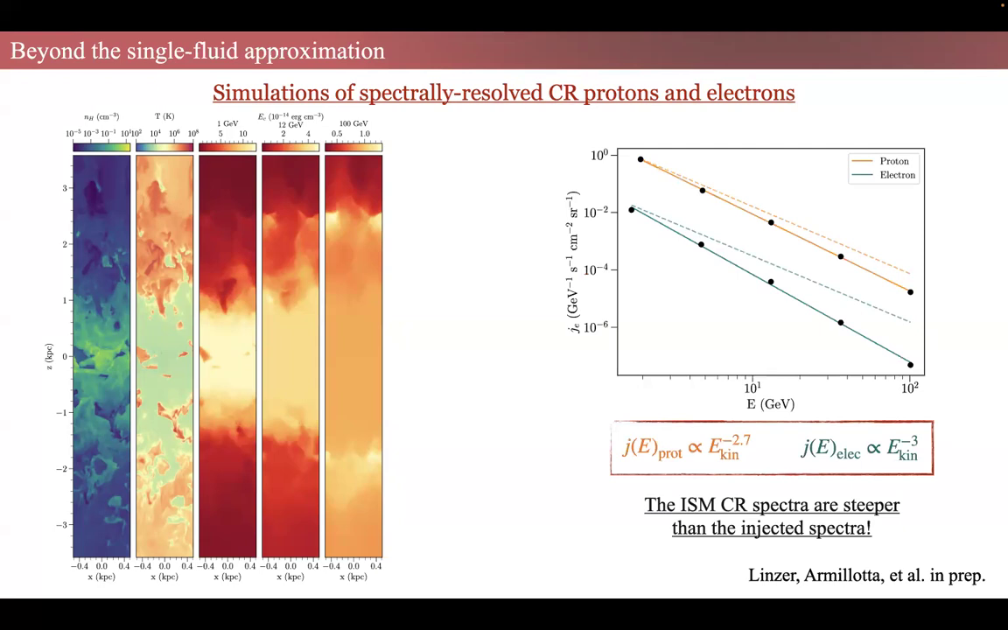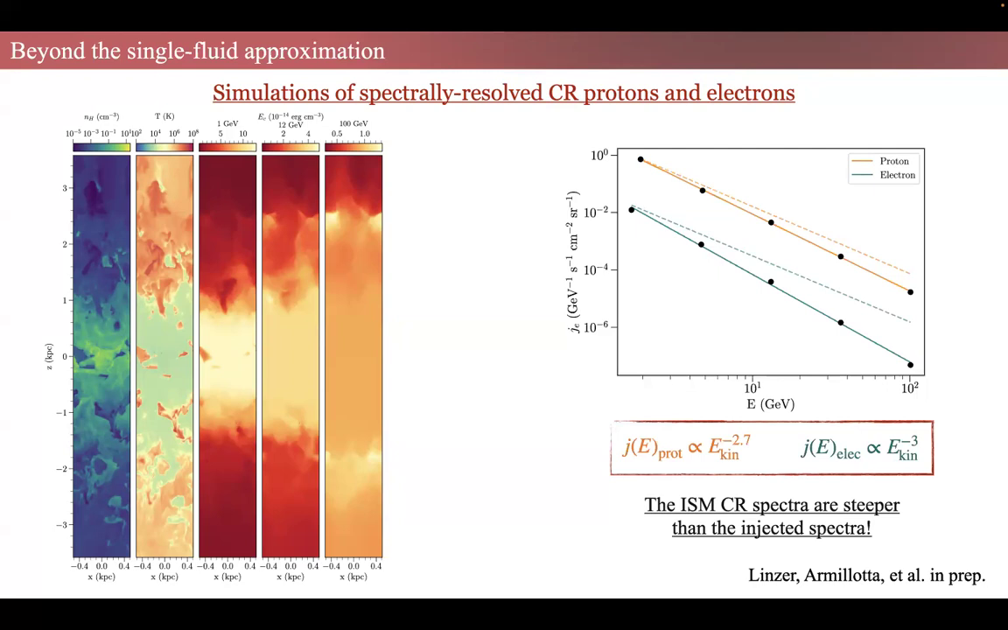In this other plot, I'm showing the cosmic ray spectra. The dashed lines indicate the injection spectra for both protons and electrons, while the solid lines indicate the average spectra measured in the ISM. Now, the slope of the injected spectra is minus 2.3 based on observations. So this is fixed, and this value is based on both observations and simulations of cosmic ray acceleration in shocks.